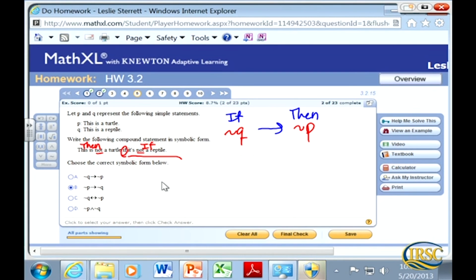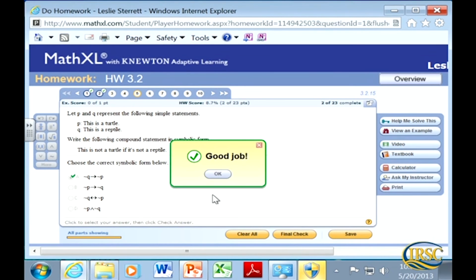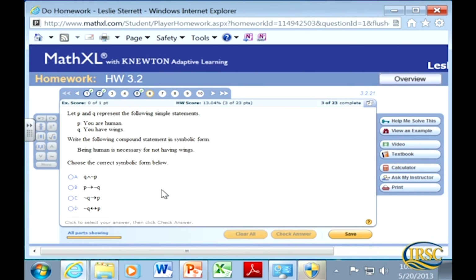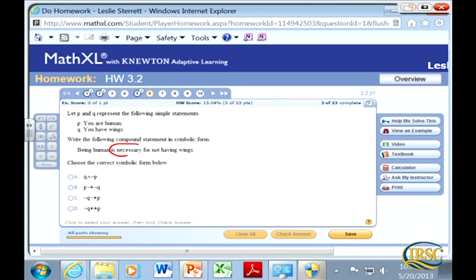Okay, so those of you that said choice 1, good job. Being human is necessary for not having wings. Being human is necessary for not having wings. So what keywords do you see in here? Okay, is necessary for, and the word not. Good. So the first thing you want to ask yourself, what kind of statement does the keywords is necessary for give me?